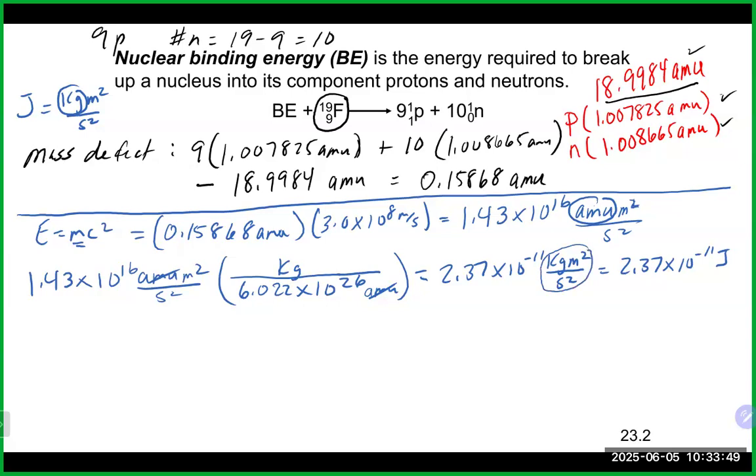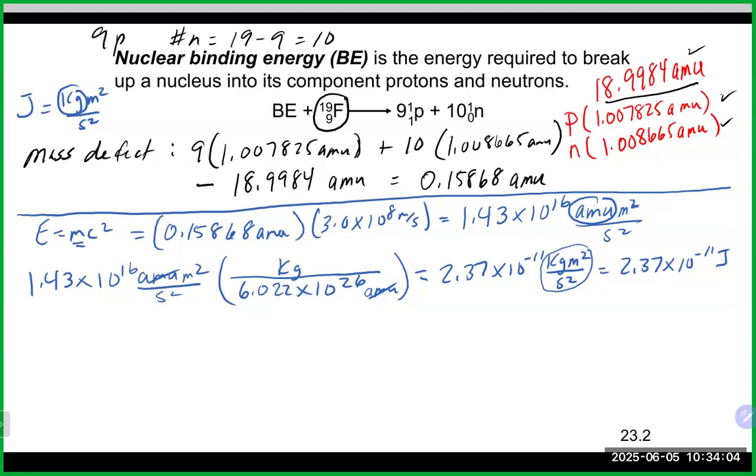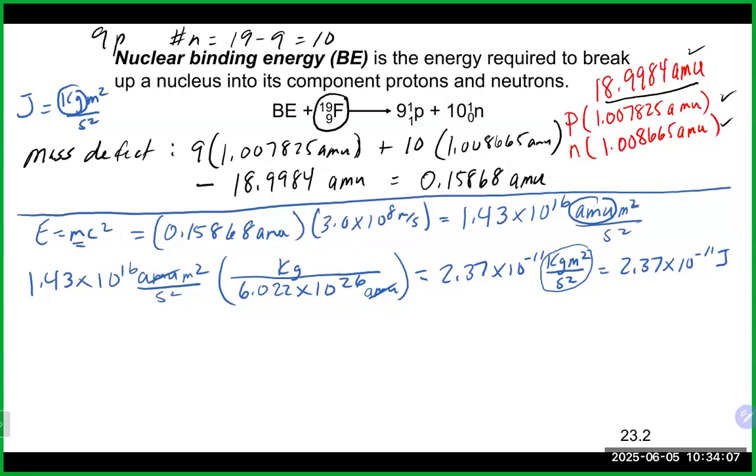So you can use Einstein's equation. You do have to use Avogadro's number to the 26th, not 23rd, to put it into kilograms, and that will give you joules. As I mentioned before, a common unit of binding energy is not just joules, but joules per nucleon. In this case, we would take this and divide it by our nucleon number, which is 19. It is essentially the mass number, which is the protons and the neutrons. If you do that, you will end up with a binding energy per nucleon of 1.25 times 10 to the minus 12 joules per nucleon.